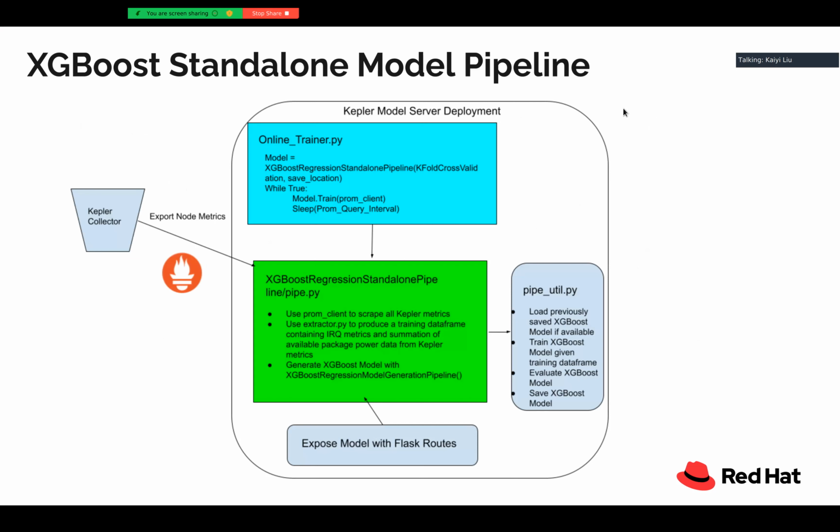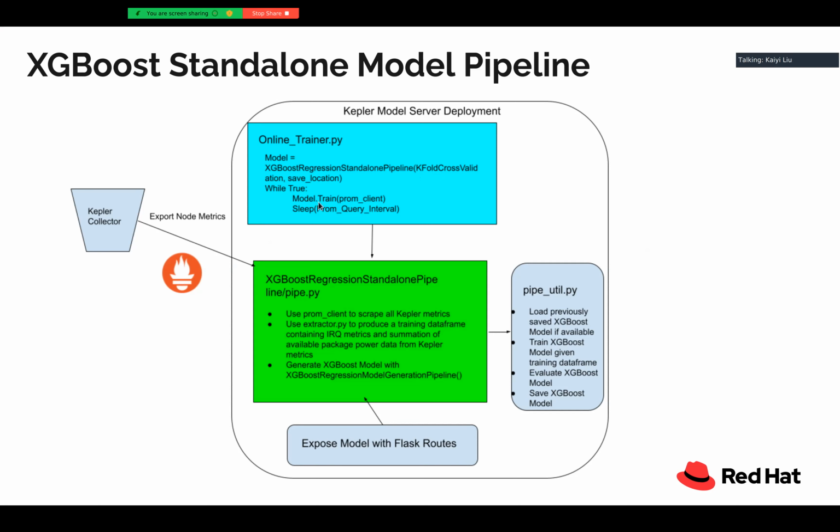So when it's deployed, we have an online trainer which instantiates the XGBoost regression standalone pipeline. It passes in essentially a type of evaluating the model. So in this case, I used k-fold cross validation, which I'll go into more detail afterwards. But you pass in the type of evaluation you want to use for your model, pass in its save location, and then in an infinite loop, you train the model.